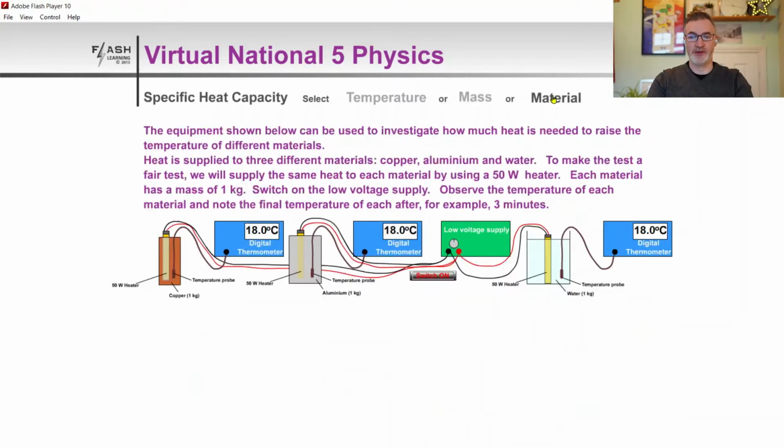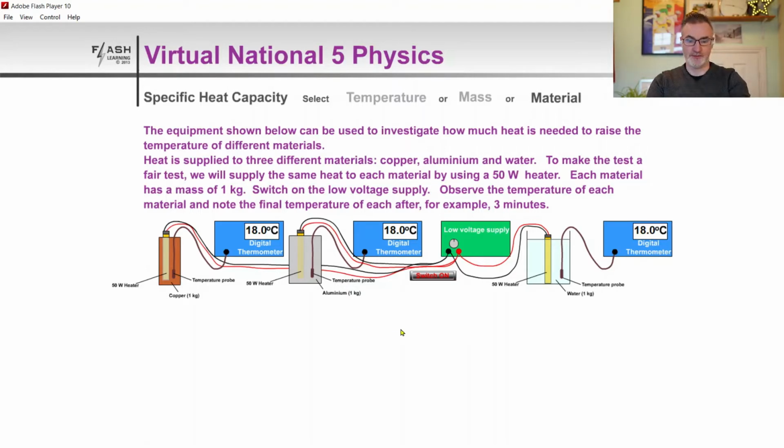Now finally we're going to look at the material and how a material will affect the amount of heat energy required. So what we're going to do, we have 3 different types of material. We've got copper on the left hand side, in the middle there's aluminium, and finally we have water. They're all connected up to the same power supply, and so they're going to be provided with the same amount of heat. We're going to switch them on and wait for a time of 3 minutes. I'll pause this, and I'll come back 3 minutes later and we can look at what has happened.